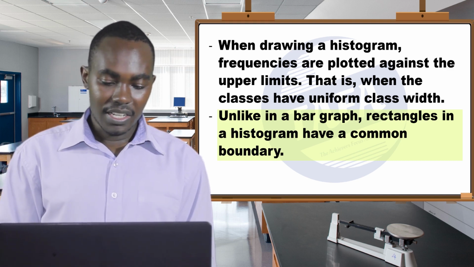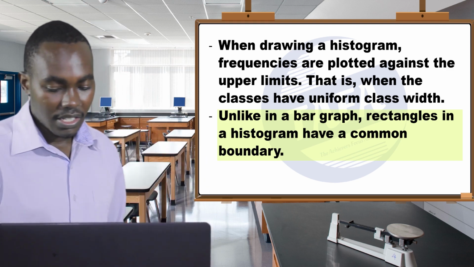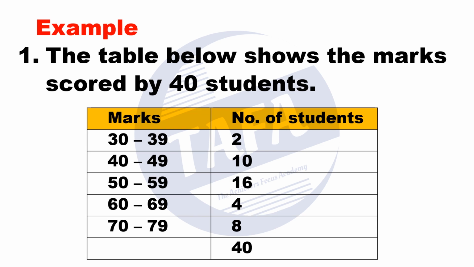So we're going to have an example. You're given this table that shows marks scored by 40 students. We have marks given in classes from 30 to 39, 40 to 49, 50 to 59, 60 to 69, and 70 to 79. Then the number of students who scored those respective marks given in classes are 2, 10, 16, 4, and 8.